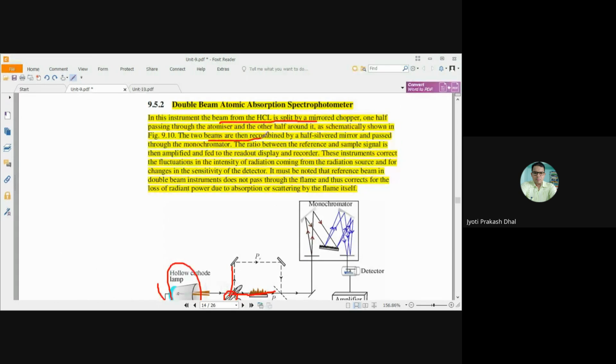The two beams are then combined by a half silver mirror and passed through the monochromator. The ratio between the reference and sample signal is amplified and fed into the readout device. These instruments correct for fluctuations in the intensity of radiation coming from the radiation source and for changes in the sensitivity of the detector.